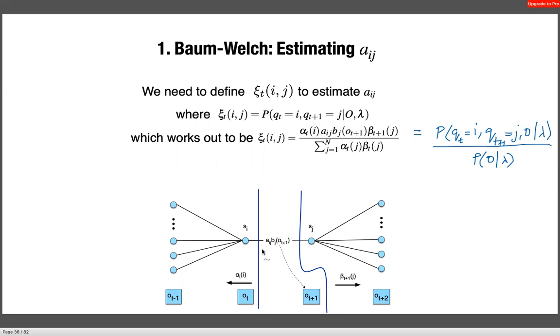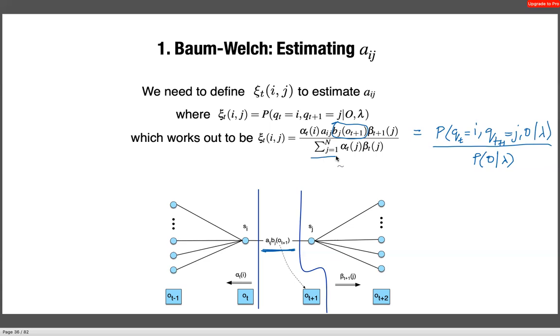And in between, you also have to account for the product of two terms: transitioning from state i to state j, and also emitting O_t plus 1 at state j. Because the backward probability beta t plus 1 only accounts for O_t plus 2 onwards, O_t plus 1 needs to be accounted for, which is what this particular term is doing. So that's the numerator, which is the joint over these three variables. And the denominator is the likelihood, the probability of O given lambda.